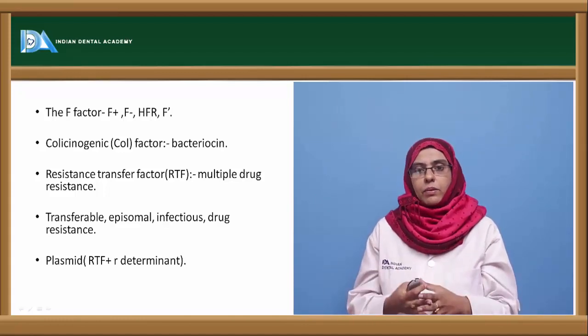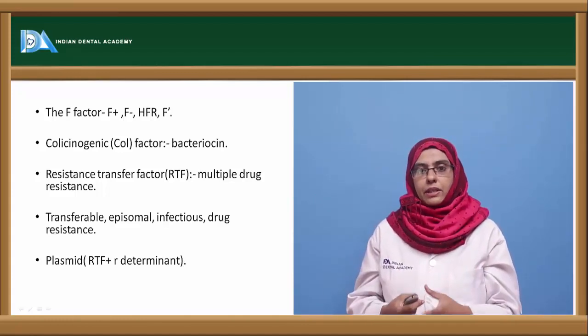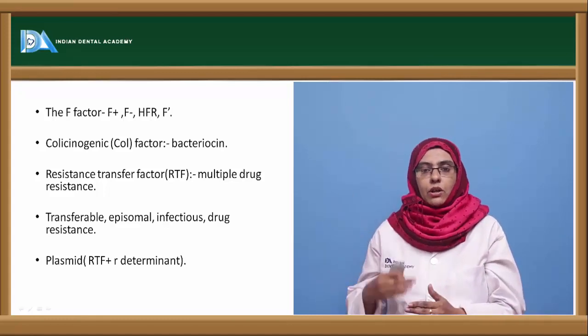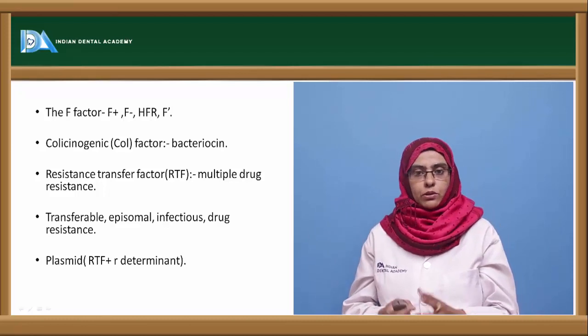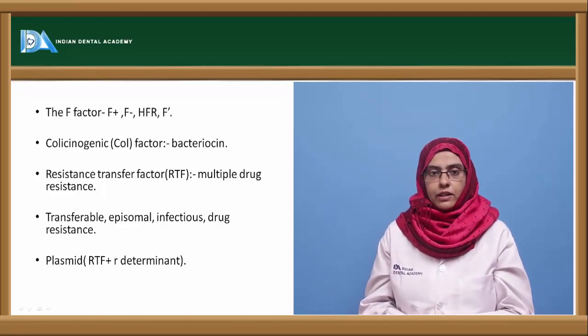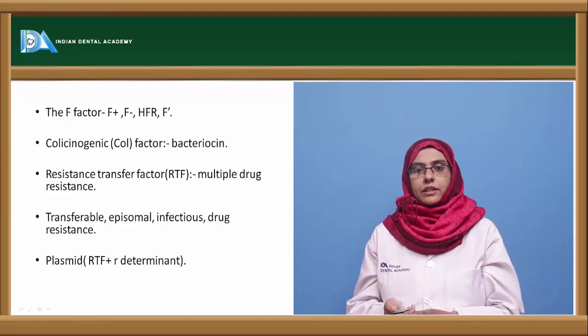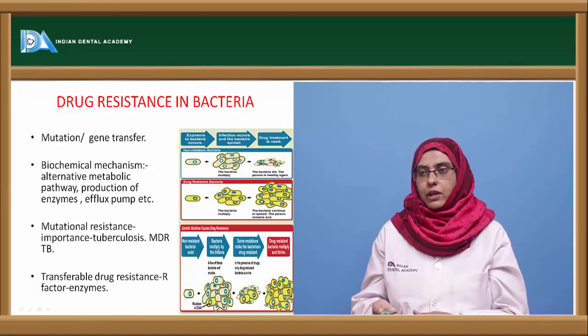But when they are in a complete plasmid, RTF plus R determinant, they are able to transfer the genes not only to closely related species but also to other groups of organisms, bringing about drug resistance towards a wide variety of antibiotics.